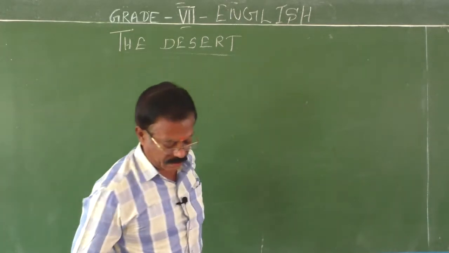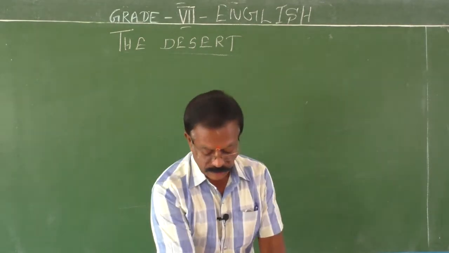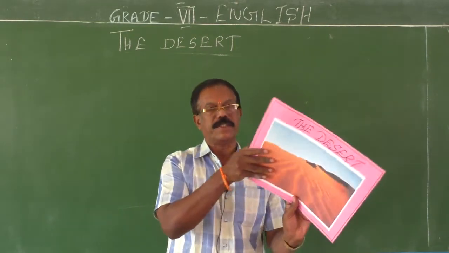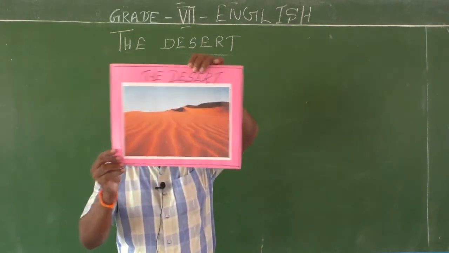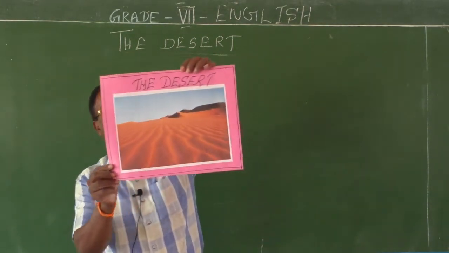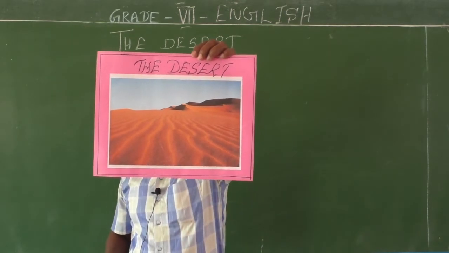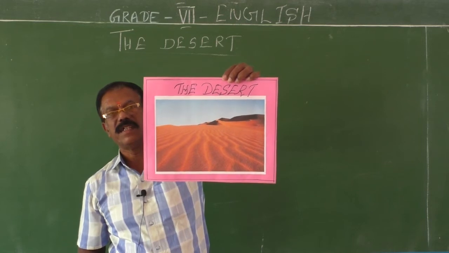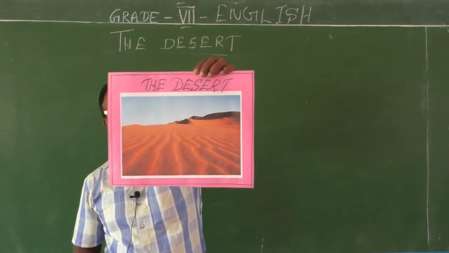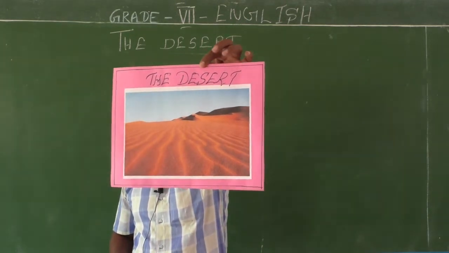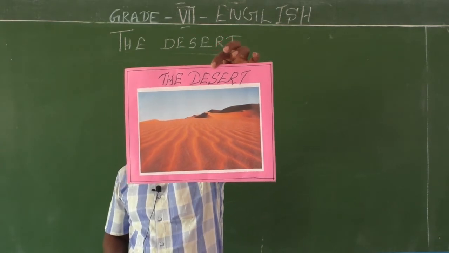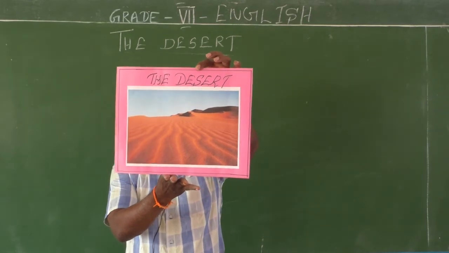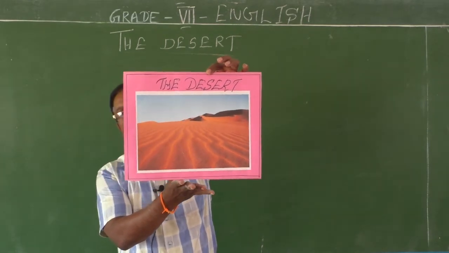Before that, I would like to show you the picture of a desert. See, this is an aerial picture of the Sahara desert. See how nice it is, fully covered with sand, a large terrestrial area covered with sand. This is called the desert. This picture is taken from space, that is aerial photography.